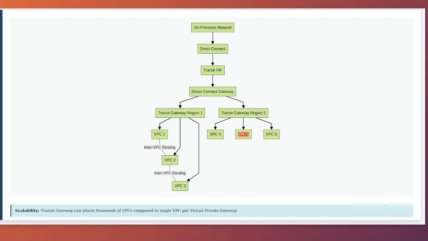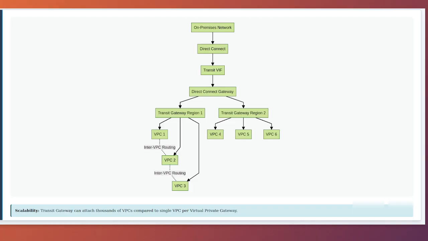Transit Gateway also supports segmentation through route tables. You can create multiple route tables within a transit gateway and attach different VPCs to different route tables. This allows you to control which VPCs can communicate with each other. For example, you might have a production route table and a development route table. VPCs in production cannot route to VPCs in development, providing network-level isolation even though they are attached to the same transit gateway.